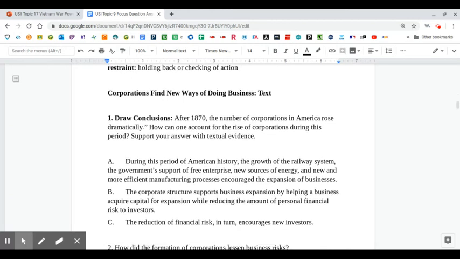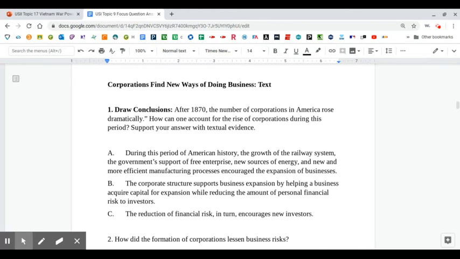All right, so we start looking here at question number one. After 1870, the number of corporations in America rose dramatically. How can you account for the rise of corporations during this period of time? So this period of American history saw the expansion of the railroad system. The government began to support a lot of capitalistic and free enterprise, laissez-faire policies, meaning that they weren't really getting in the way of big businesses.